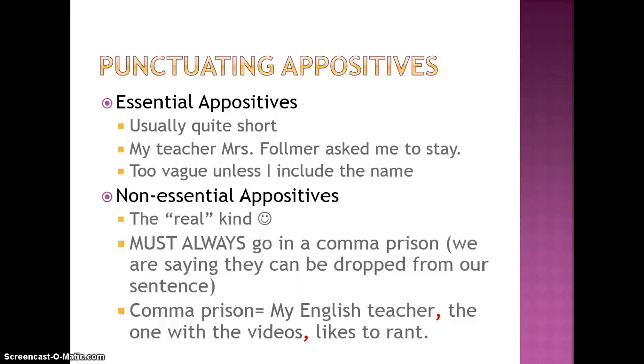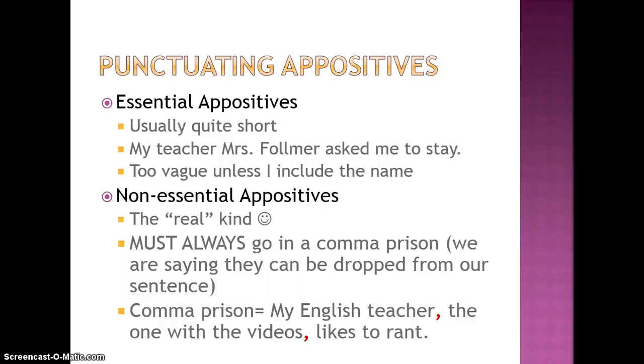Most of the appositives that we're going to work with in the next year are non-essential appositives. I call them the real kind, because those are the ones that make your sentence interesting. They must always go in a comma prison if they're non-essential. Basically what we're saying when we put things in a comma prison is that it can be dropped from our sentence. We don't need it.